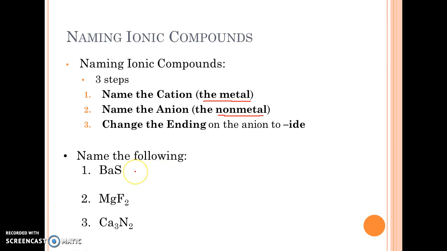We have BaS. We're going to find Ba on the periodic table, and it is barium. So we write down barium, and we don't change anything about its name. And then we're going to find S on the periodic table. That is sulfur, and since it's in a compound, its name changes to sulfide. So we will have barium sulfide.